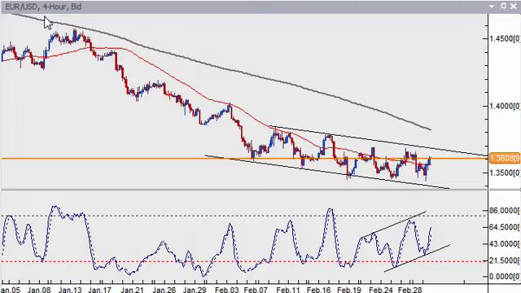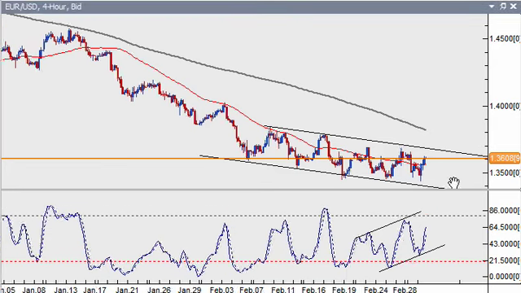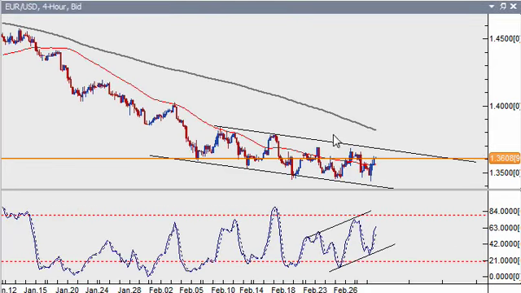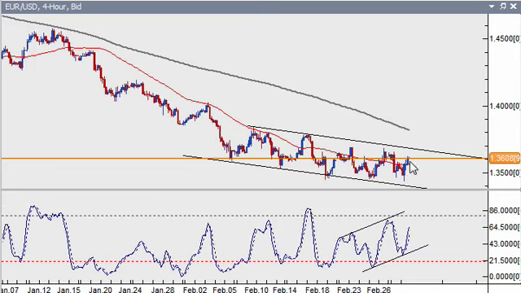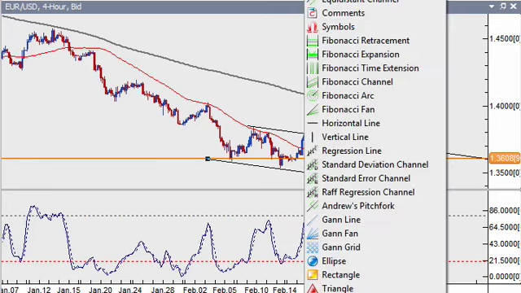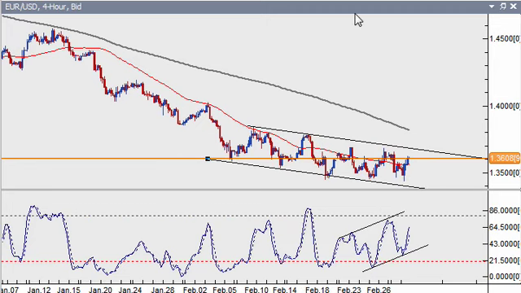Here's a look at the Euro dollar 4-hour chart. The market has been ranging downwards in a slight tilt, while the momentum recently is turning up. So we'll see if the market can break above this resistance line. If it does, we are in a correction. But if the market continues to decline and breaks below, especially, you see here our support has sort of flattened out.